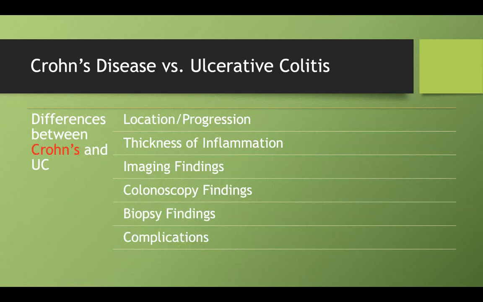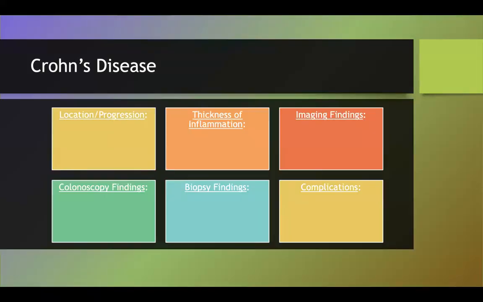So let's start with Crohn's, and we're going to put those 6 features on and go over what Crohn's looks like, and then I'll do the same with UC so we can differentiate the two. So the location of Crohn's is very interesting. It can pretty much exist anywhere along the GI tract. It doesn't have too much rhyme or reason to it. And I remember this by the mnemonic, Crohn's has no zone.